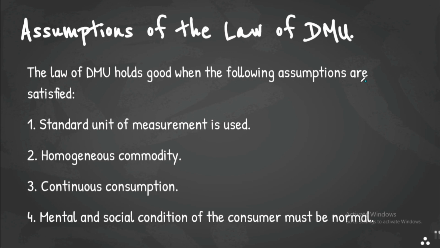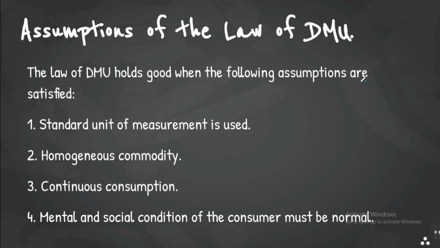Okay, so the first one is the standard unit of measurement. You should measure the utility from all those seven units of chocolate in the same unit. For example, we have money. In terms of money, we measure all the 7 units of chocolate. There should not be any difference in the measuring term. Then second one, homogeneous commodity. Homogeneous commodity means I'm giving you 7 chocolates, and all those 7 chocolates should be identical in all aspects. There should not be any visual differences, like in taste or size or something.